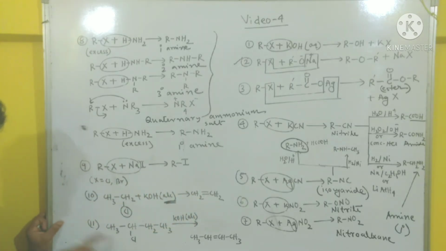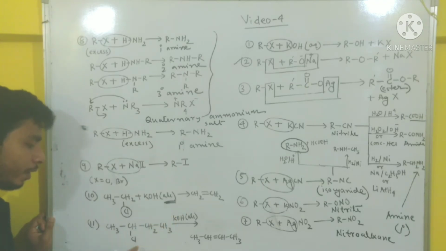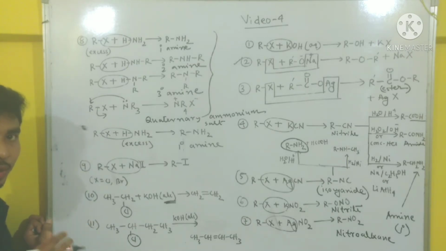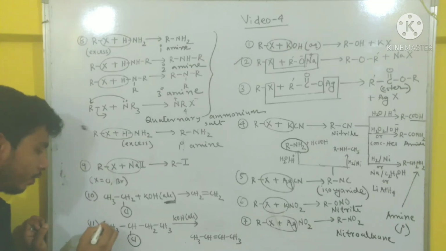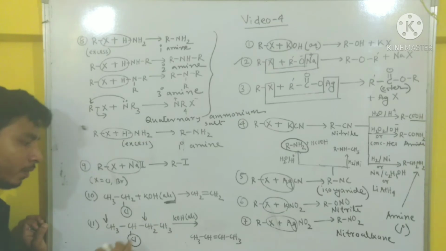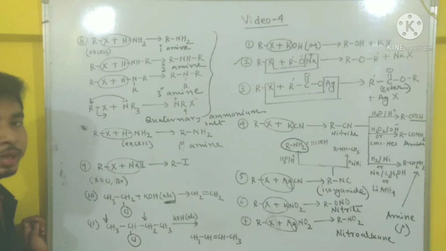Now what is the reaction number 11? Alcoholic KOH, that is elimination reaction. Now this halogen group is removed, along with the halogen, one hydrogen from the adjacent carbon. So now there are 2 adjacent carbons. This is one adjacent carbon, this is another adjacent carbon. Now from which carbon is the hydrogen removed?